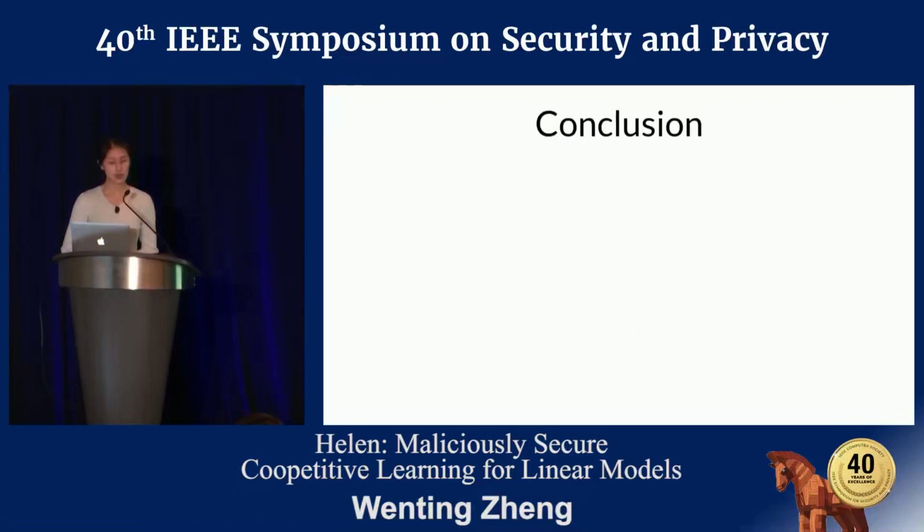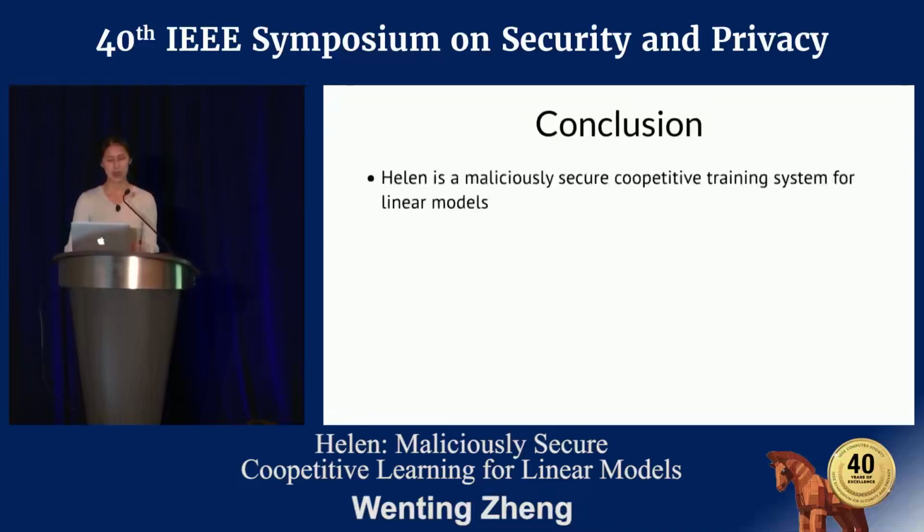In conclusion, Helen is a maliciously secure coopetitive training system for linear models. We're in general very excited about this direction because we think that enabling data sharing can create a lot of value. And yeah, that's it.